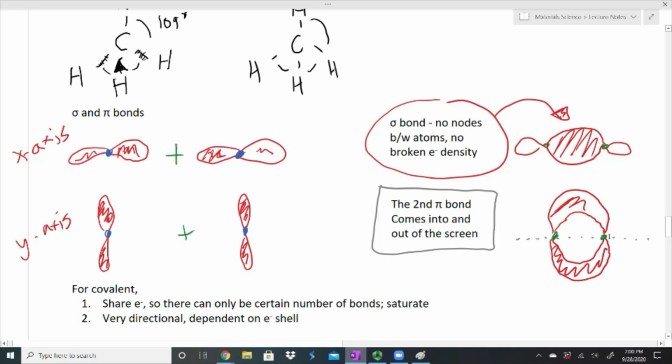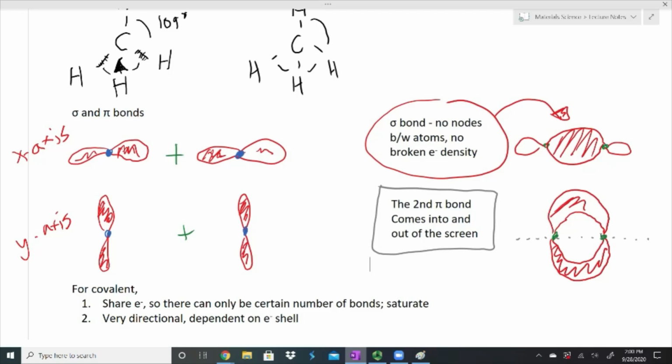And then there would be the bottom lobe, the second lobe, that would be reaching into the screen and around to the other atom. So hopefully that makes sense. But it's just the way that the bonds happen, the orbitals happen. And why is this important?